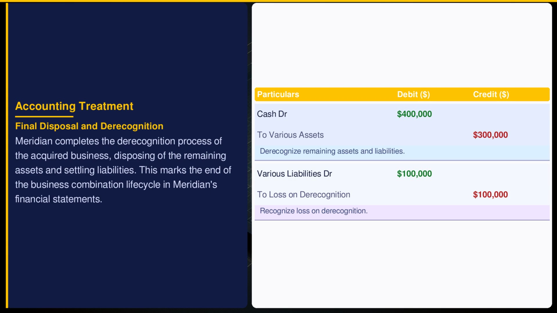The final derecognition involves disposing of residual assets and settling liabilities. Recognizing a $100,000 loss reflects the net effect of disposal under Indian Accounting Standard. This closure ensures Meridian's balance sheet no longer reflects the acquired subsidiary's financials, marking the end of this acquisition journey.